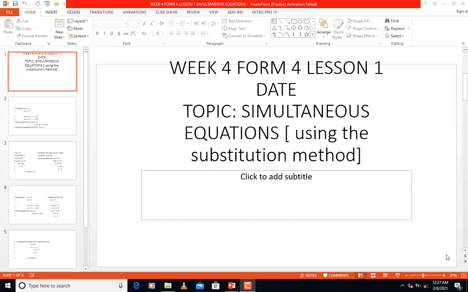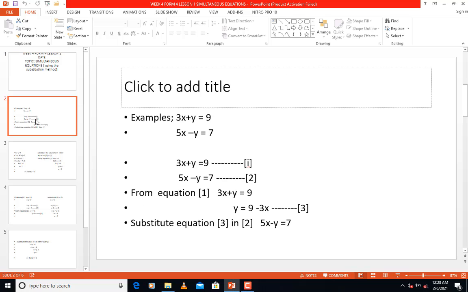This week we are going to discuss a new topic on simultaneous equations. So in this topic, simultaneous equations using the substitution method. There are two methods which we are going to discuss this week: the substitution method as well as the elimination method. Now, I'm going to start with the substitution method. How do we use the substitution method in solving a simultaneous equation?